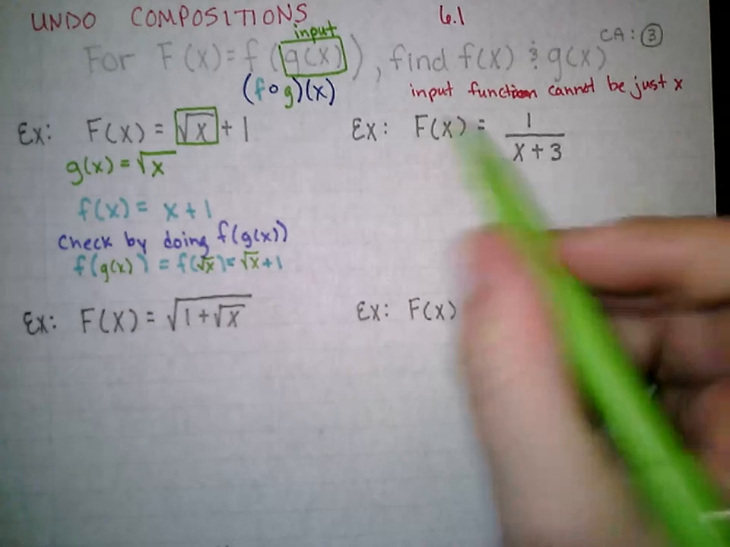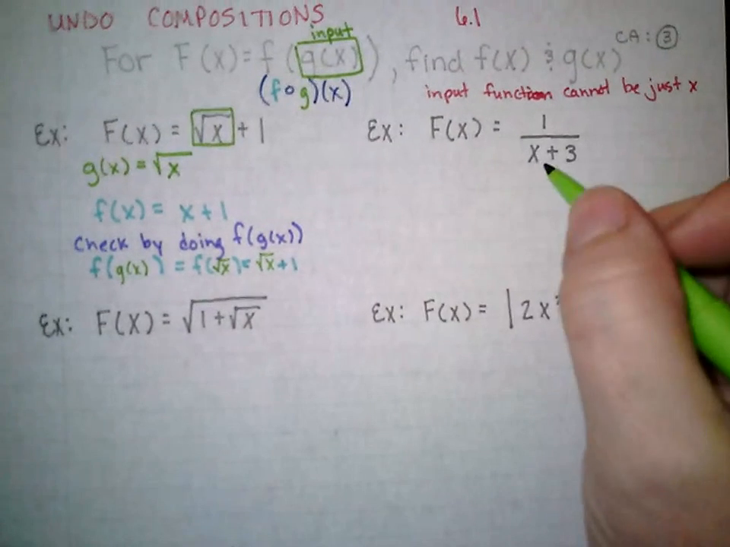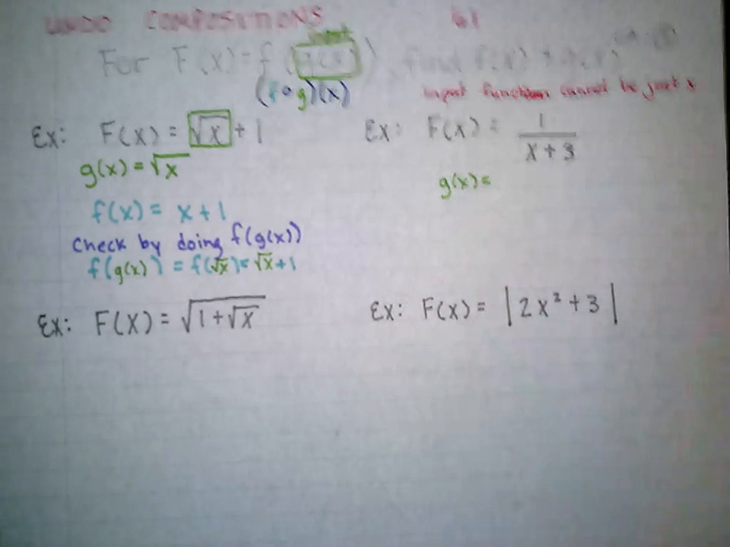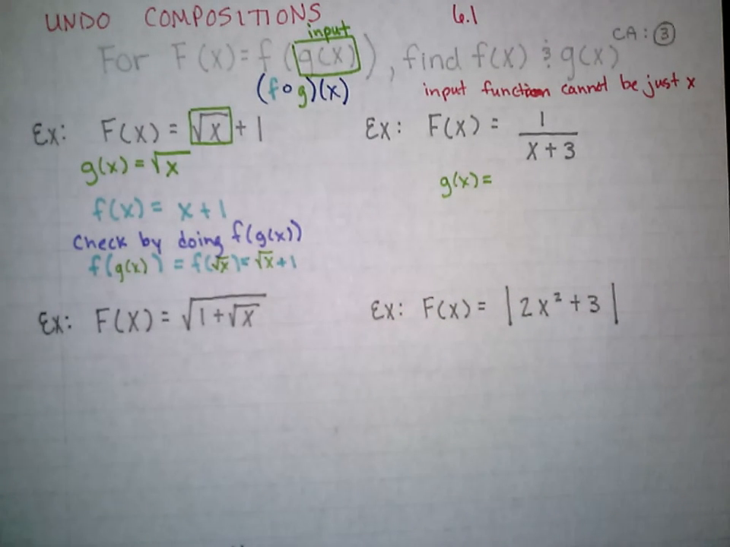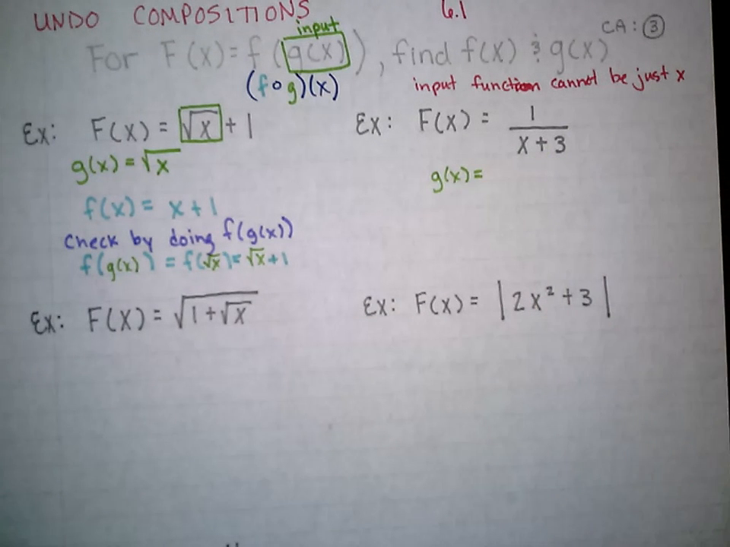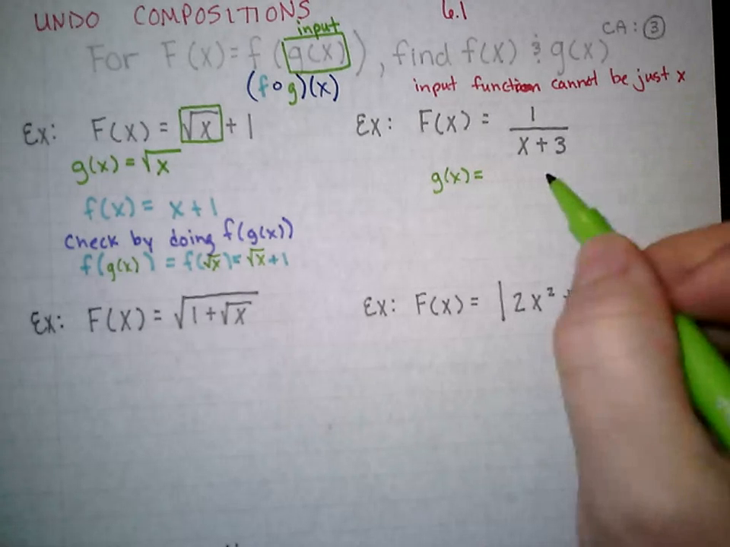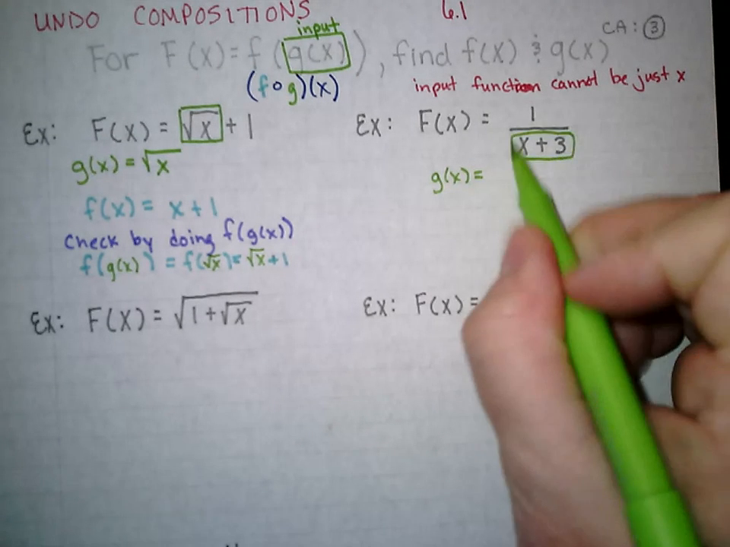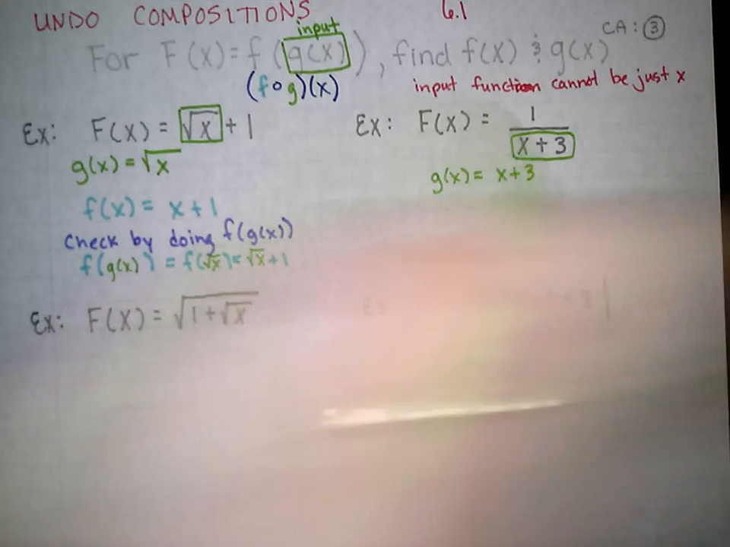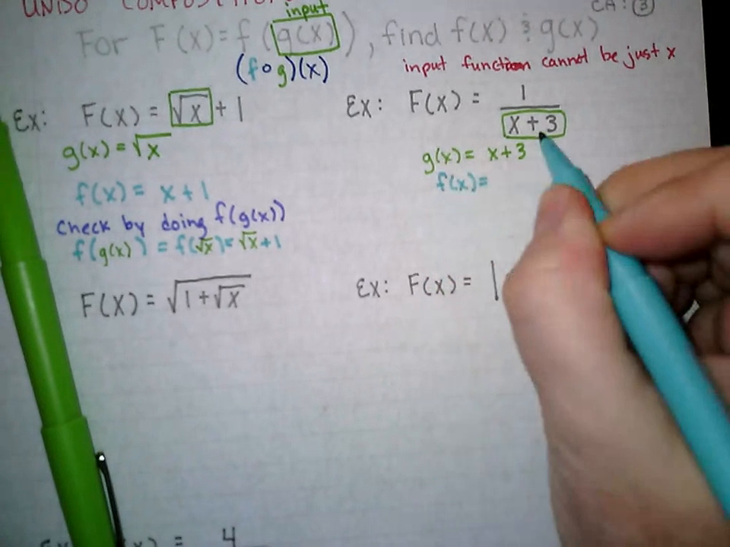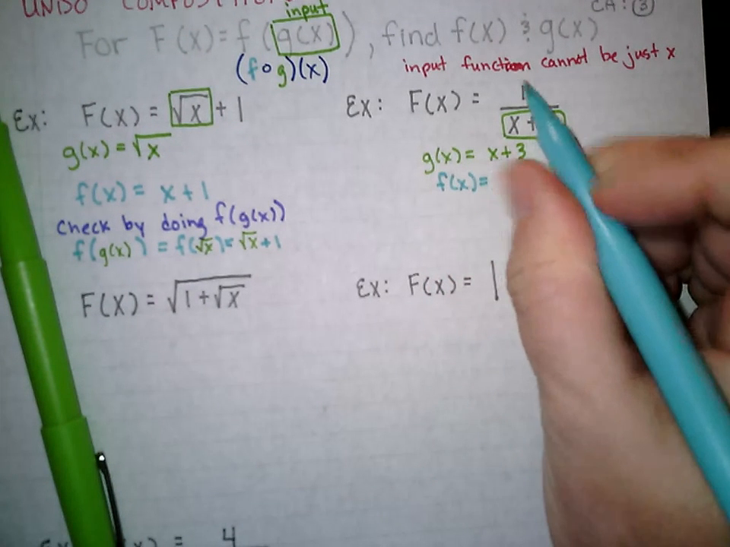Okay. On all of these on this page, our input function is going to be g of x. So that'll be consistent for us. So g of x would equal... Remember that g of x cannot just be x. It has to be some bigger chunk than that. So if I can take out x plus 3, so if g of x is x plus 3, then where I would need to put the x would be 1 over x.